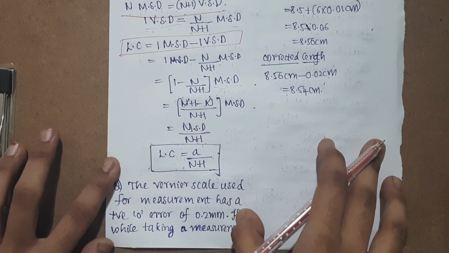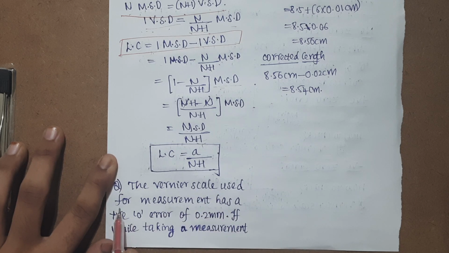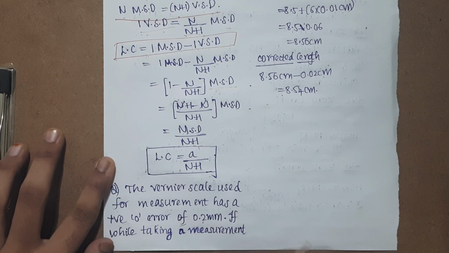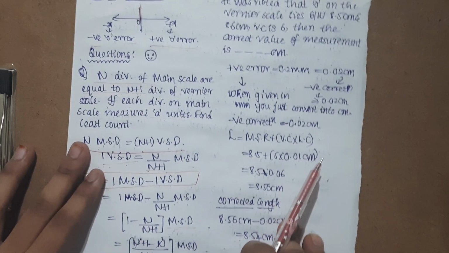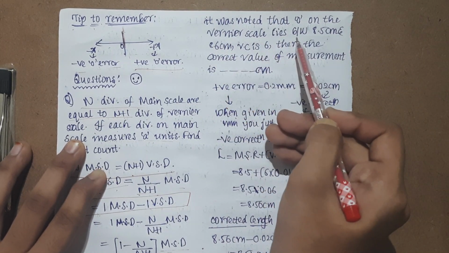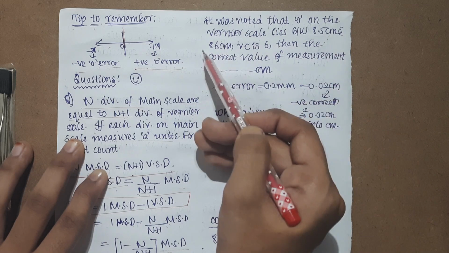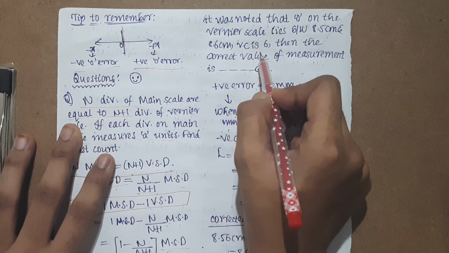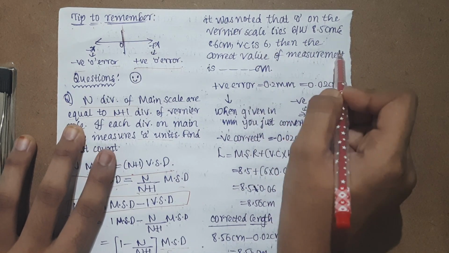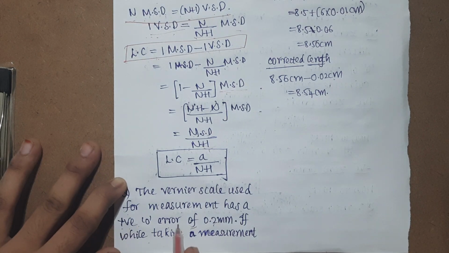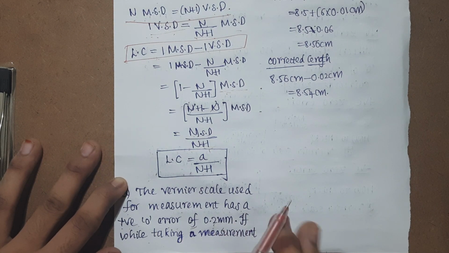And now coming to the second question, the Vernier scale used for measurement has a positive zero error. They have mentioned the error as 0.2 millimeter. While taking a measurement, it was noted that 0 on the Vernier scale lies between 8.5 centimeter and 8.6 centimeter, and Vernier coincidence, or Vernier scale division, is equal to 6. Then the correct value of the measurement is? Here they have mentioned a positive zero error, that is 0.2 millimeter.